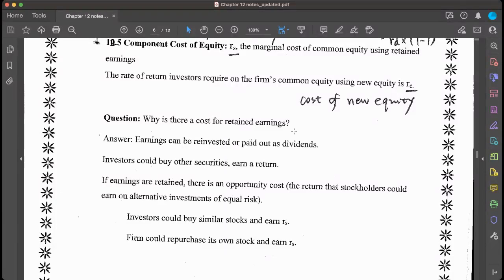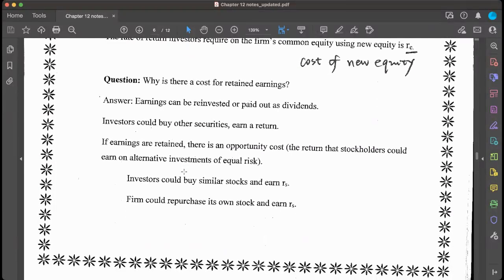Why is there a cost for retained earnings? Because earnings can be reinvested or paid out as dividends. Investors could buy other securities and earn a return. If earnings are retained, there is an opportunity cost, the return that stockholders could earn on alternative investments of equal risk. Investors could buy similar stocks and earn RS, or a firm could repurchase its own stock and earn RS. So this cost of common equity using retained earnings is an opportunity cost: the retained earnings could be used in other ways, making equivalent returns.